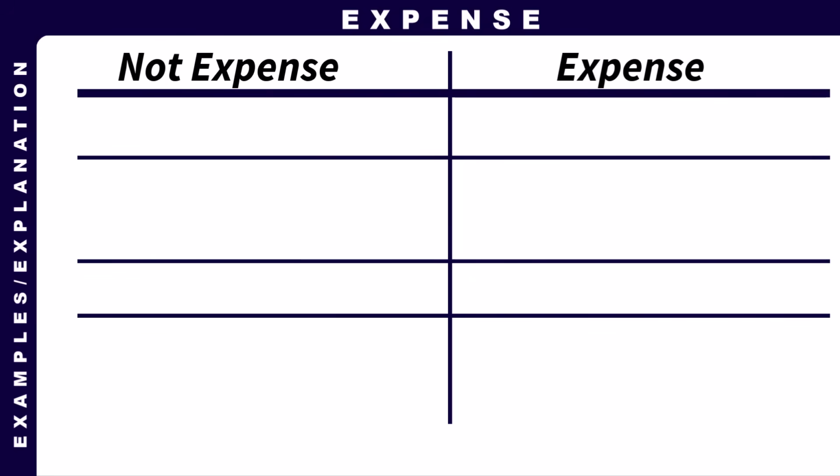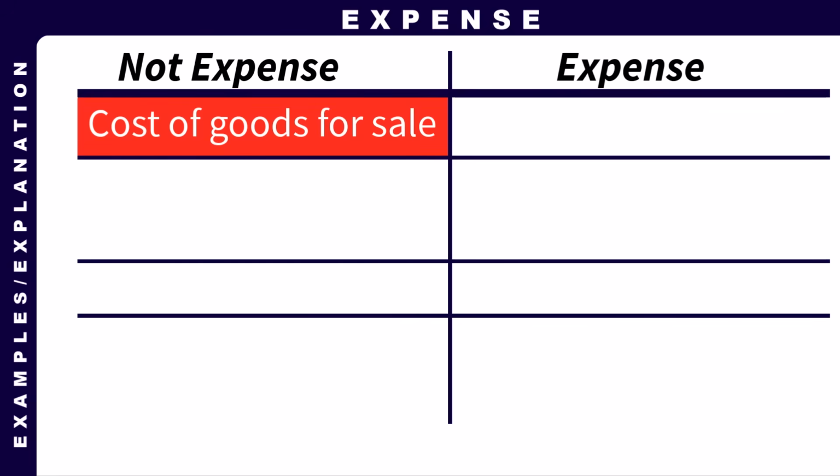Here are some more common examples of when a cost incurred is categorized as expense or not. This is just a compare and contrast of expense types, with not expense on the left and expense on the right. First, we have cost of goods for sale. That is not expense because although an entity incurs costs when it purchases goods for resale, the cost of these goods is not recorded as expense until the goods are sold to its customers. Until then, it will be held under an asset account called inventory, which was briefly discussed earlier under the topic of asset.